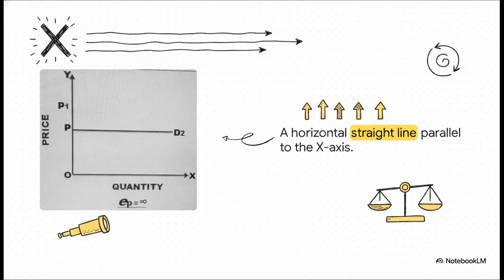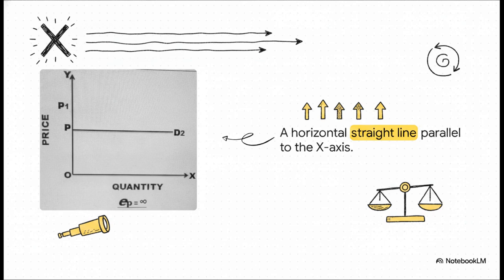Visually, this is totally different. The demand curve here is a completely horizontal straight line, parallel to the x-axis. At the price level of P, demand stretches out to infinity, but move slightly above P, and there is literally no demand curve to be found.